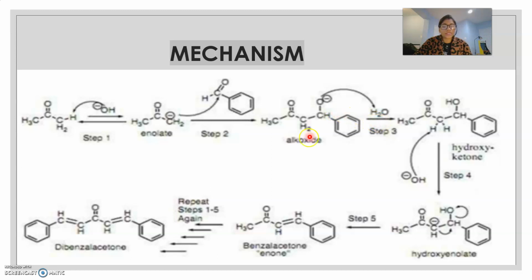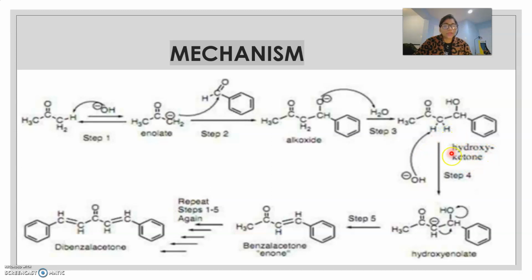Now there is the presence of H2O. The alkoxide is unstable, so the water will try to make this alkoxide ion stable. The water molecule's H will be attached over here so that it becomes stable. So after this third step, the compound we got is the hydroxyketone.